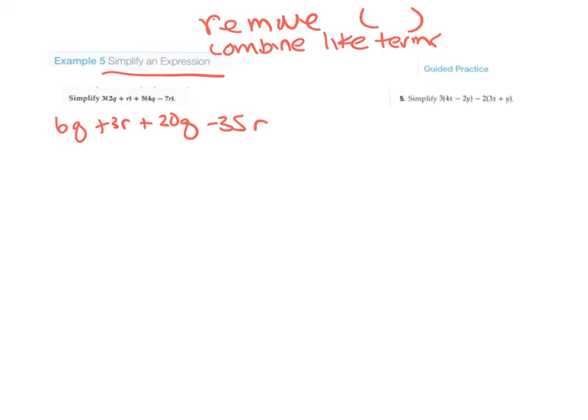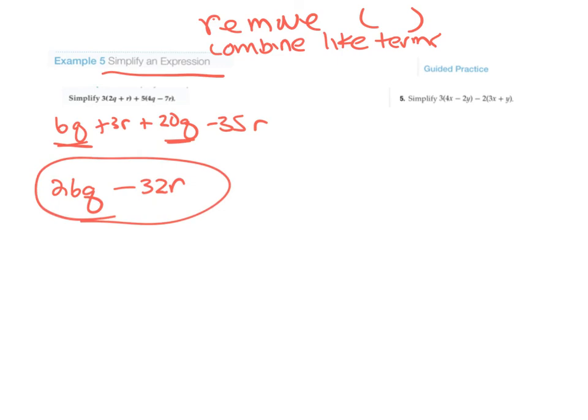Anything that has the same letter, so if I look right here, I have a q and a q, same letter with the same exponent, I can add the numbers. So 20 plus 6 is 26q. And I also have a 3r and a negative 35r. So if I combine them, I get a negative 32r. And we want to have our expression in alphabetical order. Q comes before R, that's why I did that first. And so there's our simplified expression.